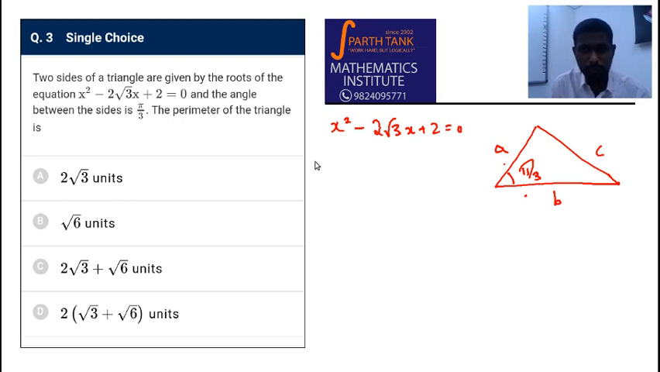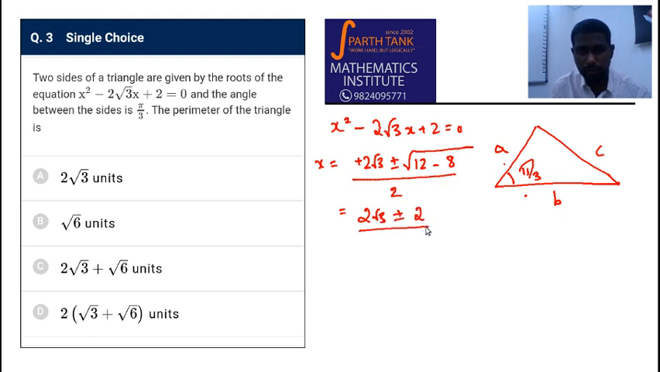Simple. So the roots of the equation, x should be plus 2 root 3 plus or minus square root of b square, which is 12, minus 4ac is 8 upon 2. This becomes 2 root 3 plus or minus 12 minus 8 is 4, so square root of 4 is 2 upon 2. This becomes root 3 plus 1 or root 3 minus 1. So you can take any of them as A and this can be B.